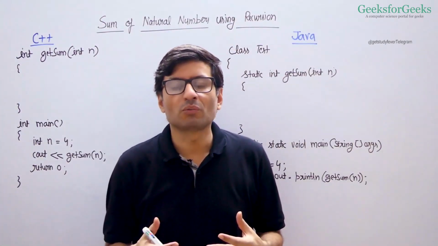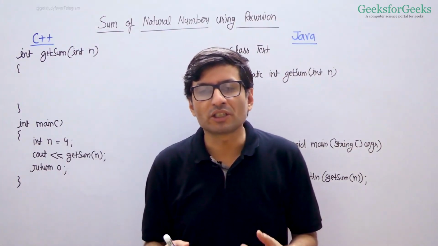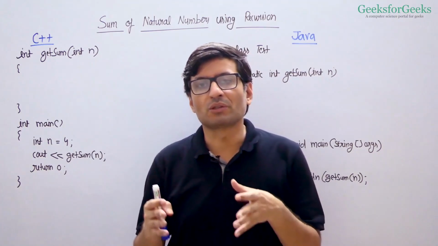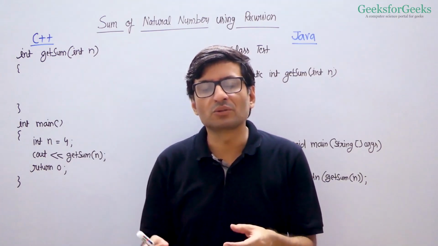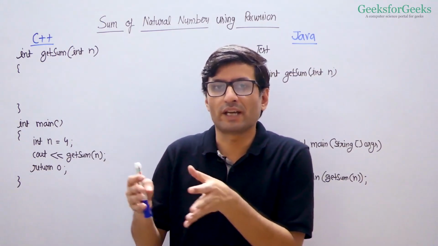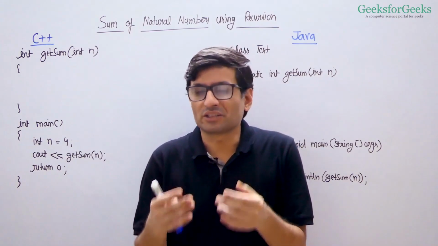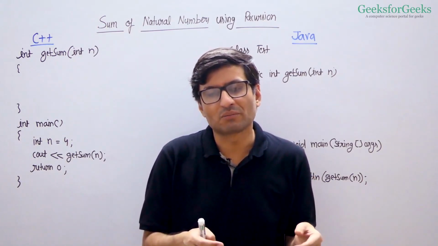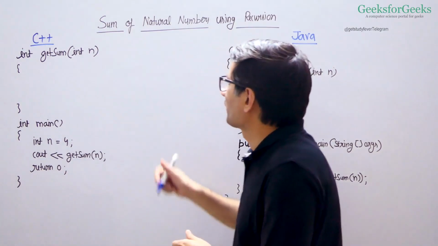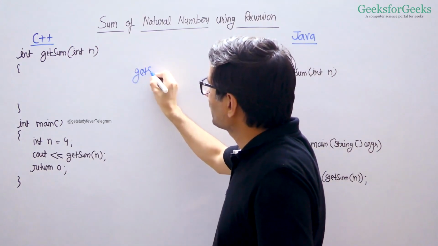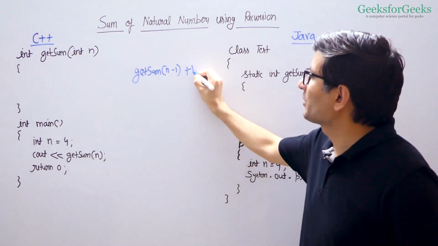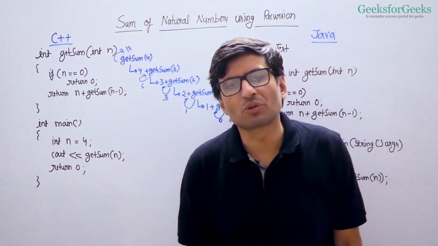When we solve a problem using recursion, we need to think in terms of solutions of smaller problems. Suppose I want to know the sum of n natural numbers. Can I use sum of smaller number of natural numbers to get the sum of n natural numbers? The idea is simple. If you have sum of n minus 1 natural numbers, you can add n to it to get the sum of n natural numbers. So if I have get sum n minus 1 available, my answer would be get sum n minus 1 plus n. So this is how this recursive code is going to work.